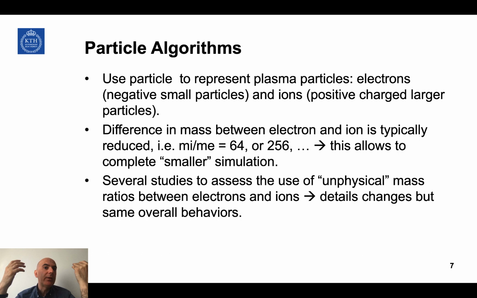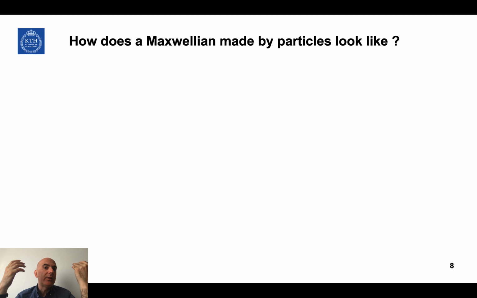So what are the effects? There are several studies on the use of physical mass ratio between electrons and ions. The major result of all these studies is that the major macroscopic details of the simulation, the phenomena, do not change. However, very small details at the micro scale, especially when it comes to electrons, might be changing.